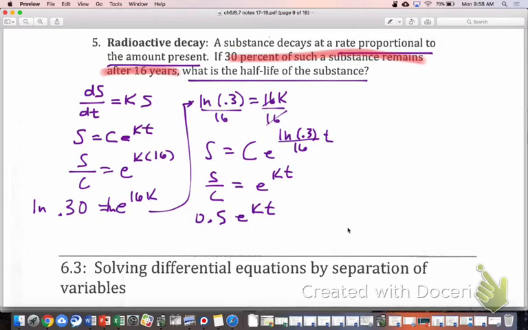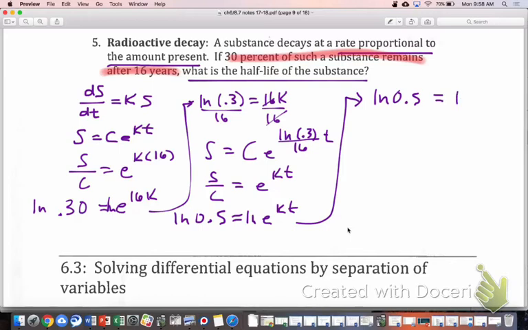And so what I'm going to do is ln of both sides, so it's going to be ln of 0.5 equals ln of e to the kt. And my final couple of steps should feel kind of like the other ones. So it's going to be natural log of 0.5 is equal to kt, divide both sides by k, and my k is this right here.